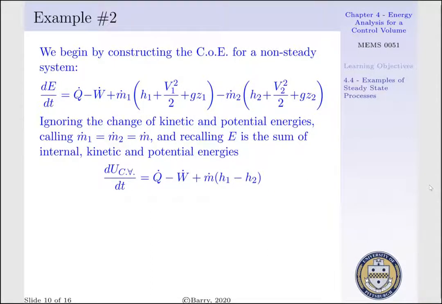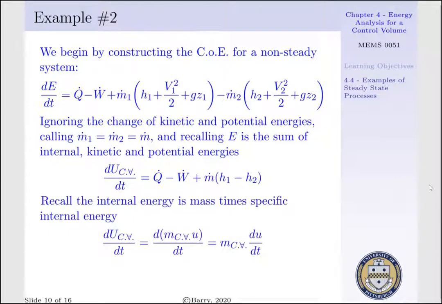dot, we can say that now our time rate of change of energy within our system is merely the time rate of change of internal energy within our control volume, which is equal to the rate at which heat is supplied, less the rate at which work is done, plus our mass flow rate times the difference of our enthalpy entering and exiting our system. Now, internal energy is what we have to solve for.